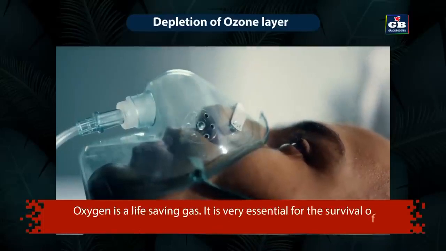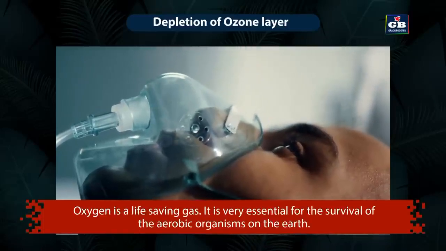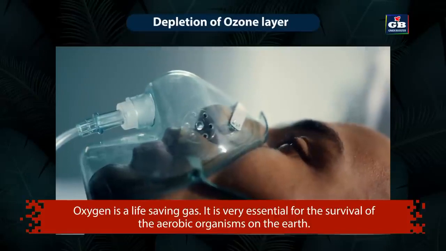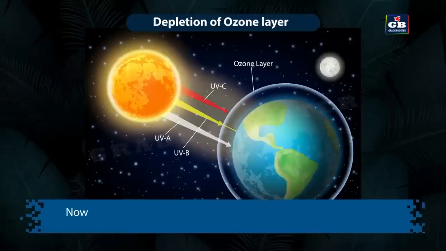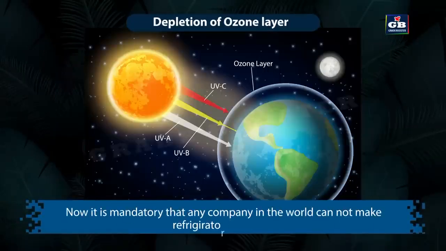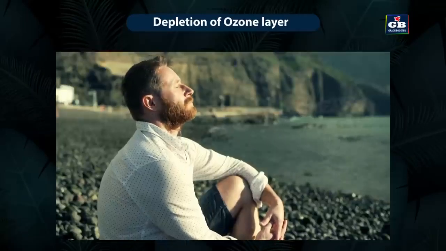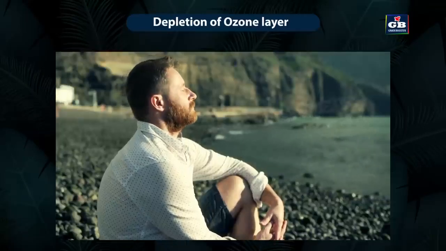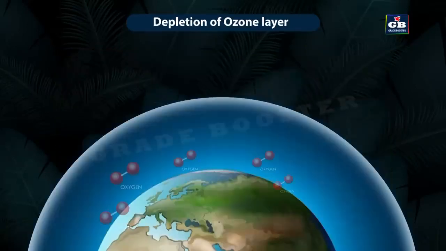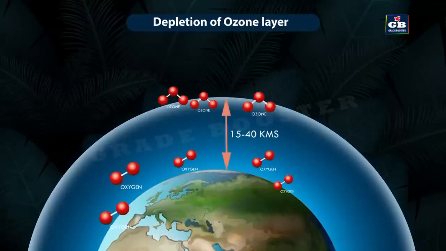Oxygen is a life-saving gas. It is very essential for the survival of the aerobic organisms on the earth. Whereas ozone is a deadly poisonous gas, but it protects us from the harmful UV radiation of the sun. Overexposure to this UV radiation can cause skin cancer in humans. Oxygen is present in the atmosphere, but ozone is found at the higher levels of the atmosphere, that is 15 to 40 kilometers above the surface of the earth.